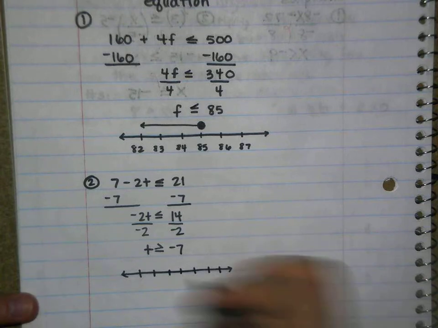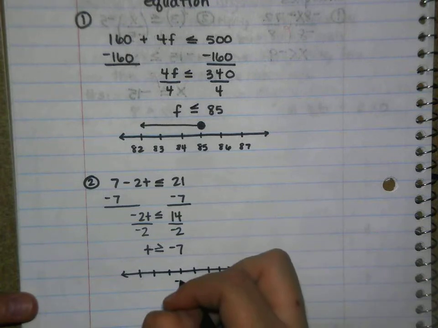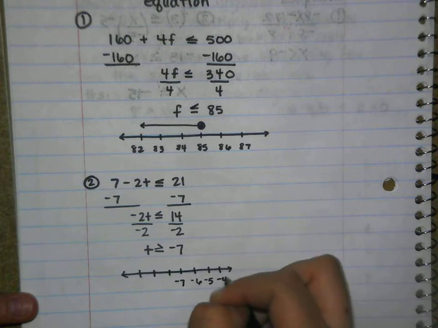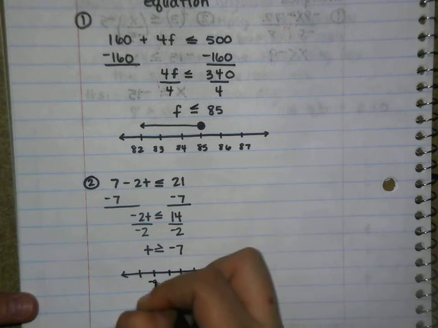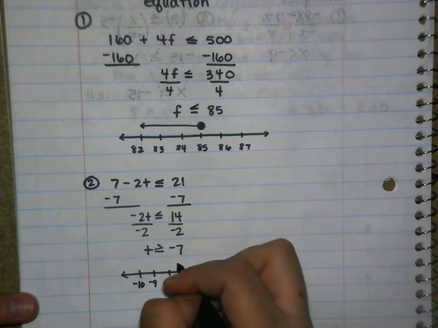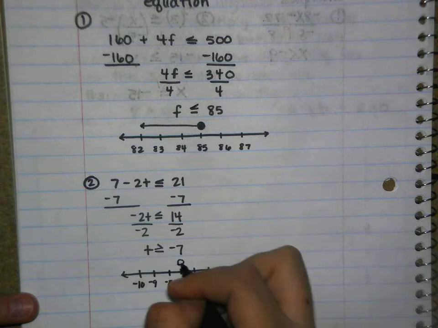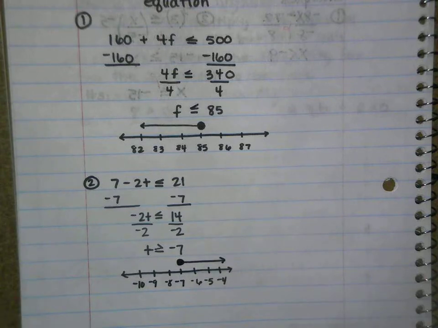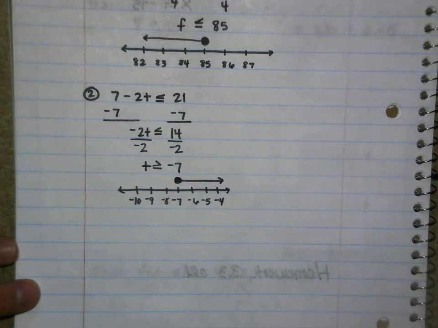So we're going to use a nice little graph here. Remember, biggers go on the right, smallers go on the left. So we're going to put negative 7, negative 6, negative 5, negative 4, negative 8, negative 9, negative 10. T is on the left. We're going to find negative 7. It is greater than or equal to, so we're going to color that in. And it is greater than, so it's going to be all the things that are bigger than negative 7 or closer to 0. Okay, so that again is a two-step equation.